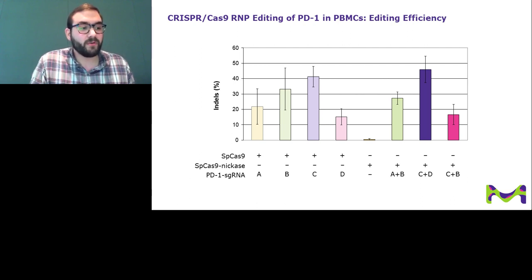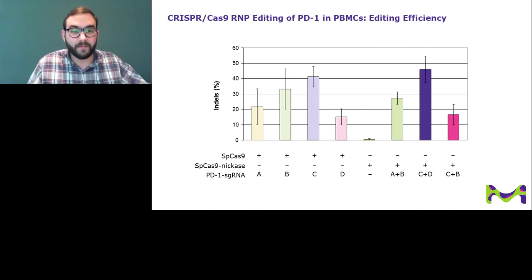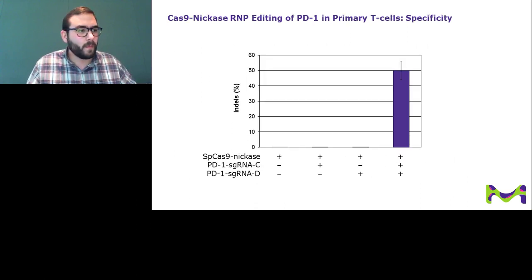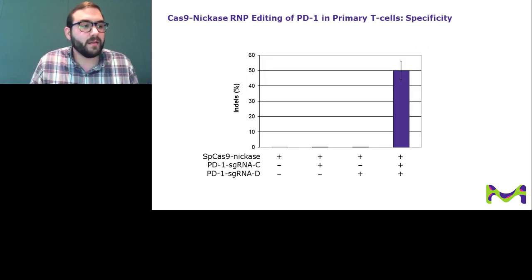The next test would be confirming that the specificity of the system that we saw in K562 cells carries over, which is exactly what we did. Our team tested the SP-Cas9 Nickase with only the single guides and then the 2 paired together. And the results here confirm that 0 editing is taking place when the Nickases are transfected alone in a primary cell line, proving that the specificity we saw in immortal cell lines translates to primary cell lines as well.